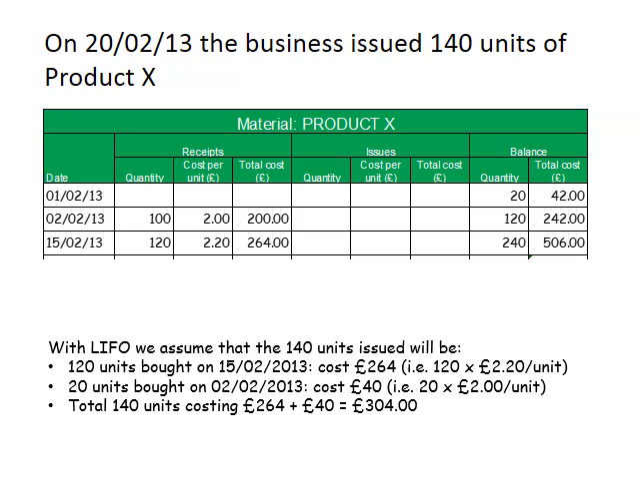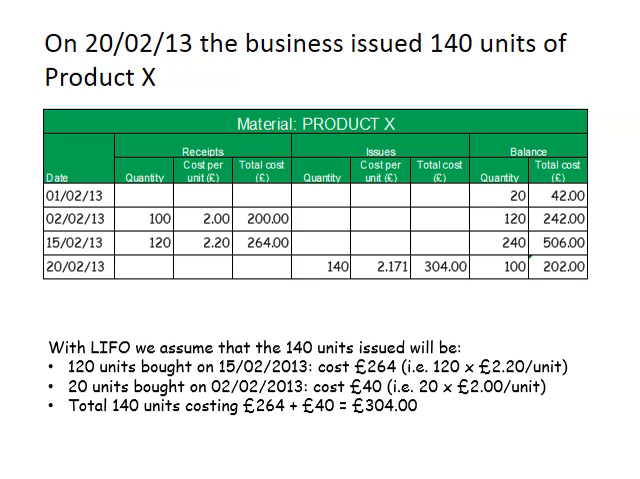We'll also get rid of 20 units of the 100 units we purchased on the 2nd of February. Those cost us £2 each, so the total cost of those 20 units will be £40. In total, therefore, the 140 units will have cost us £304.